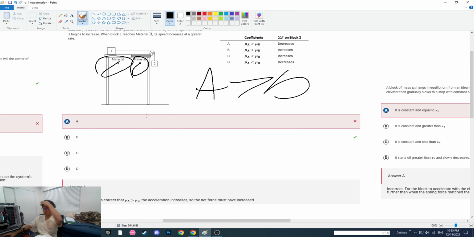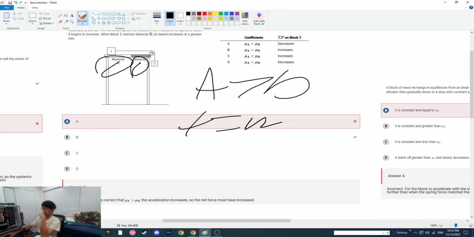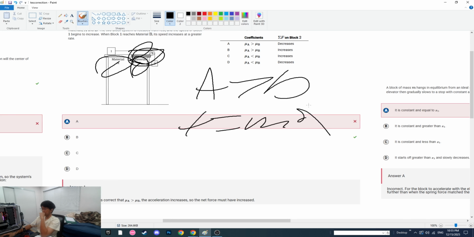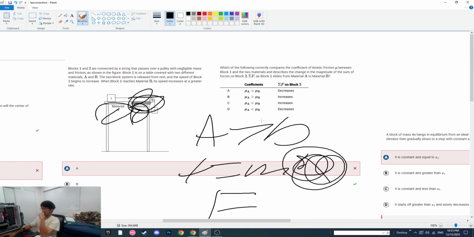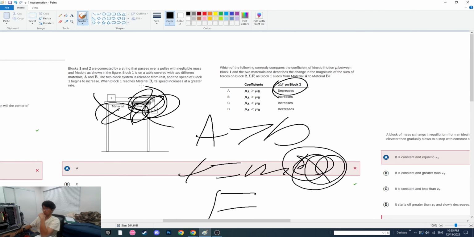And then for the second part, we're asked to find the sum of the forces on block 2. And we know that the force equals ma. Since we know that it's moving faster here, that means this is bigger. That means there's more force, and that means the sum of the forces increases when it's here, because the whole system's going faster, and that makes this go faster. And the thing I got wrong, I thought when it was going faster, the forces would decrease, so I put A.